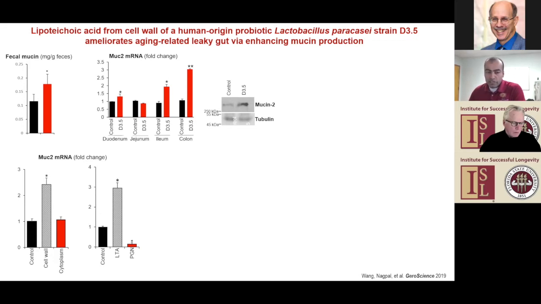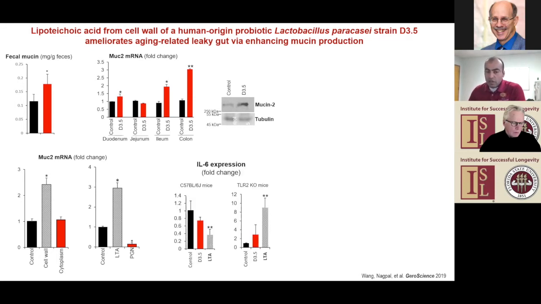We then subfractionated this cell wall component into two further components, lipoteichoic acid and peptidoglycan. And we found that lipoteichoic acid was the one fraction that was actually showing that MUC2 expression effect in these mice. And then we found that this feeding of LTA alone in the mice reduced the expression of interleukin-6. And then we used a knockout model of toll-like receptor 2, and we found that this effect of LTA on interleukin-6 was abolished when we used the knockout model.